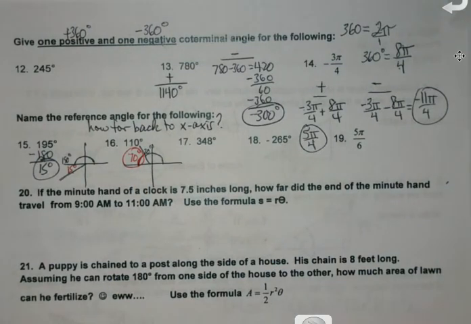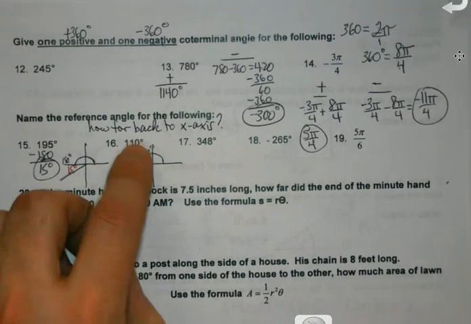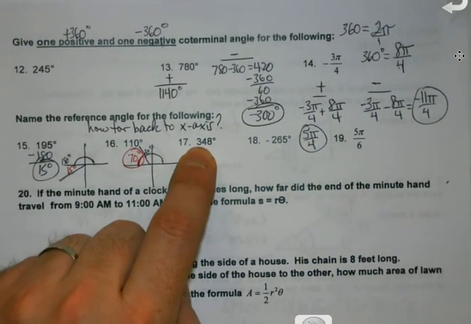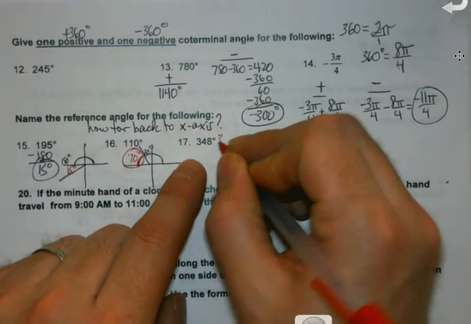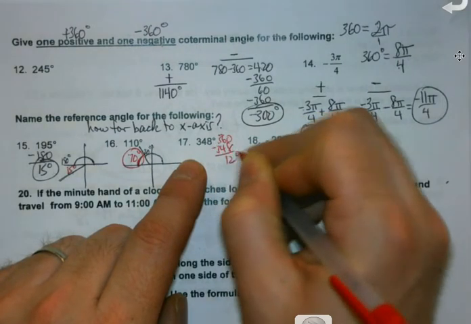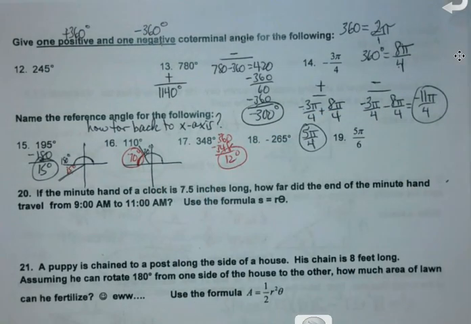If you want to keep using 180 and 360, as long as it's bigger than this, you can keep doing that. Here, 360 is bigger than 348. I could do 360 minus 348, get 12. Or I could draw the picture of a 348 degree angle and find out, oh, it takes 12 degrees to get back to the x-axis. Okay. Now the negatives might be a little tricky. Might have to draw these.